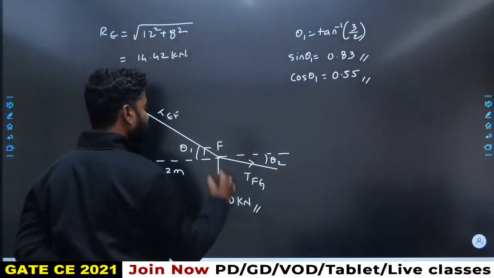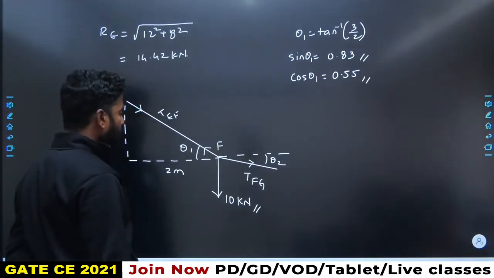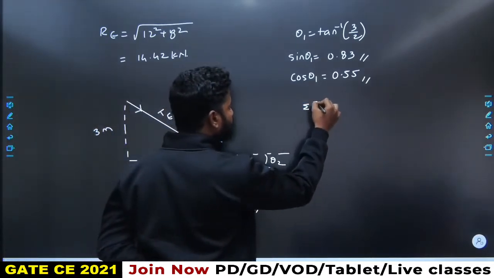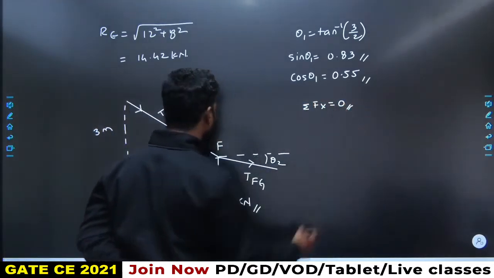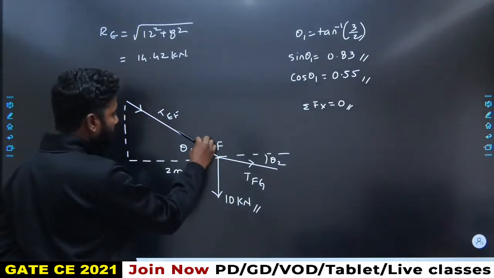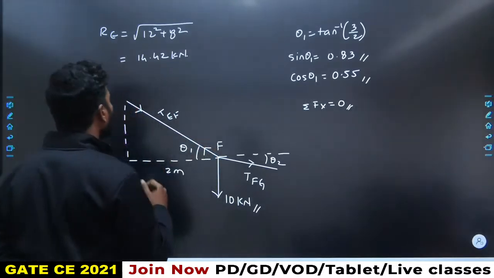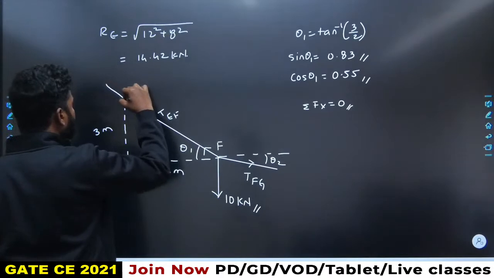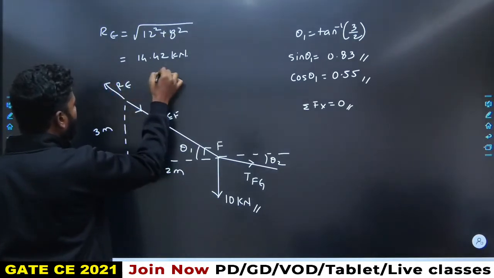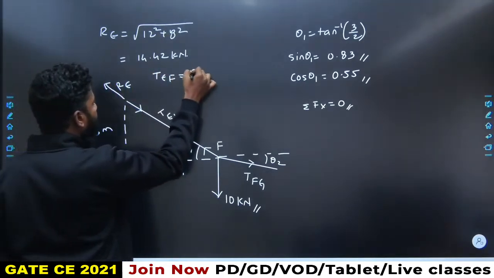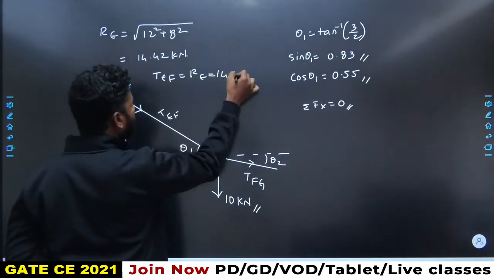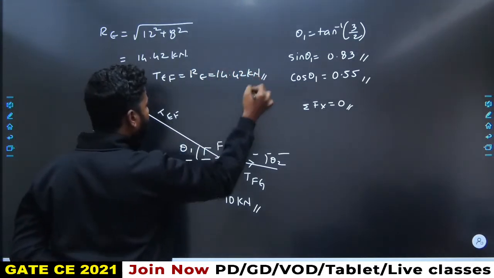If I take sigma Fx equals to 0, what will I get? How do you get tension in EF? Tension in EF is equal to the reaction at E, that is 14.42 kilonewtons.